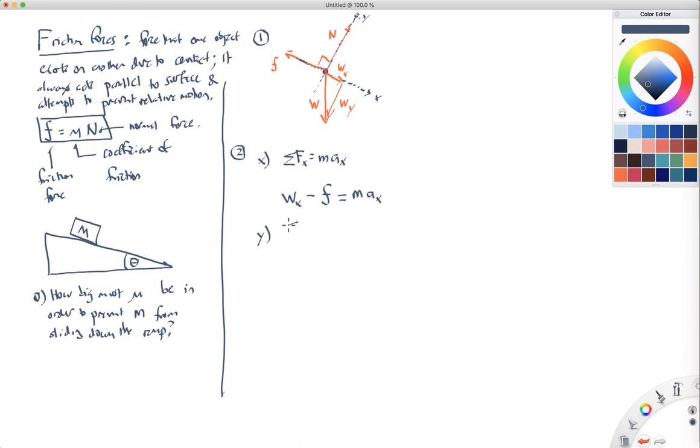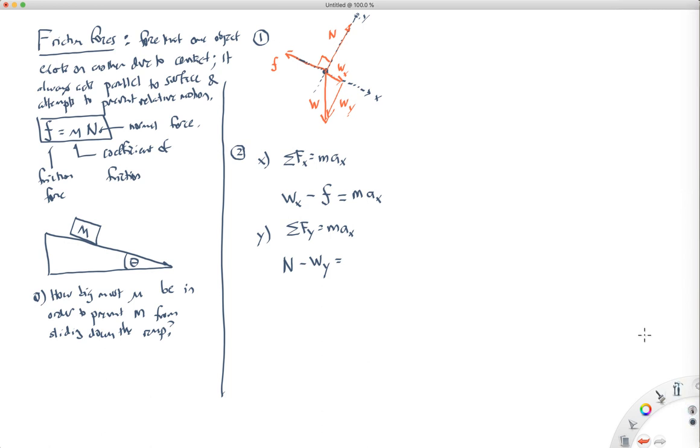What about in the y direction? Well, the sum of the forces in the y direction is equal to the mass times the acceleration in the y direction. Now, what are the forces in the y direction? Well, you've got the normal force, which points vertically up along the y-axis, and then you've got the weight in the negative y direction, so negative W sub y is going to be equal, oops, I messed this up.